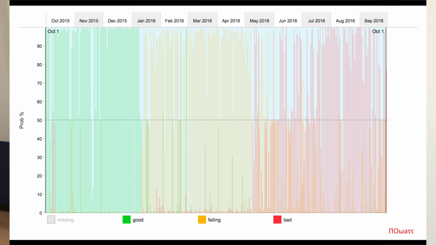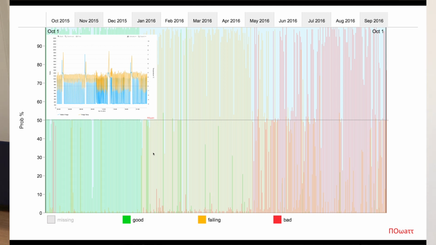So here we have a period of time going from October to September the next year. And you can see what the AI has done here is it's saying, I'm seeing one pattern which has been related to me as good, and so I think this fridge is good. Now it begins to see a different pattern and it's saying, I think this fridge is failing, there's something wrong. And the reason we call this the failing pattern is because this pattern is always seen before another pattern, which is the failed fridge. And let's superimpose some of the squiggly lines.